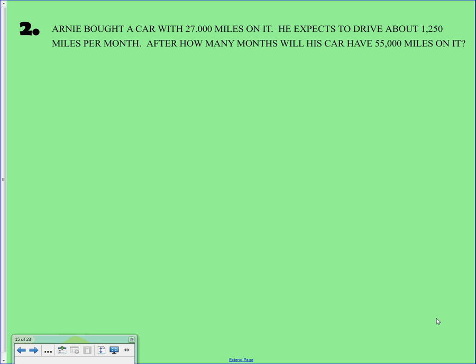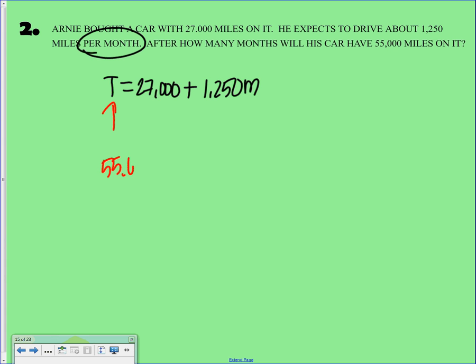Arnie bought a car with 27,000 miles on it. He expects to drive about 1,250 miles per month. So if we wanted to write that expression, the total miles would be the 27,000 it already has plus the 1,250 for every month. So the per is the one that gets the variable. So 1,250 m. The question then says, how many months will his car have 55,000 miles? So if I want my total to be 55,000, I'll put that in for t, and then we'll go ahead and solve this equation. And hopefully this one's a pretty simple one.